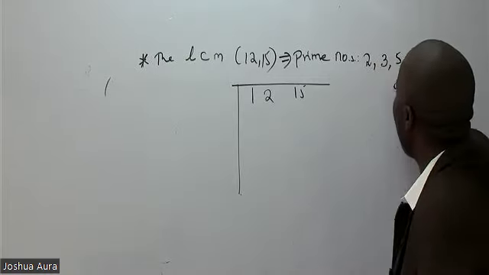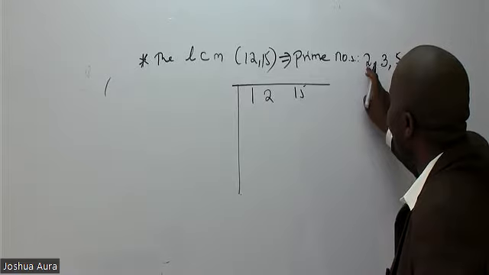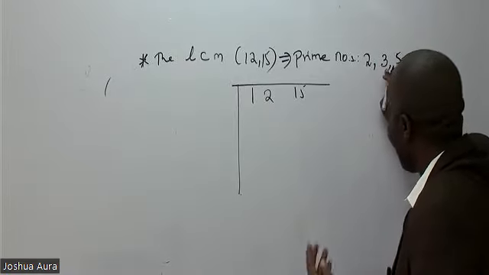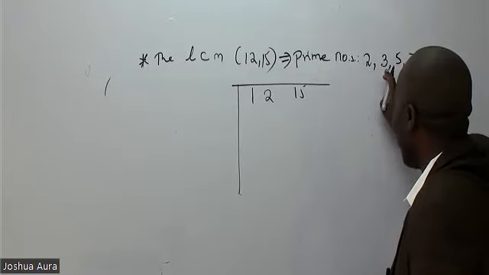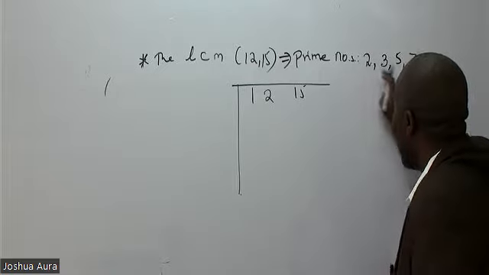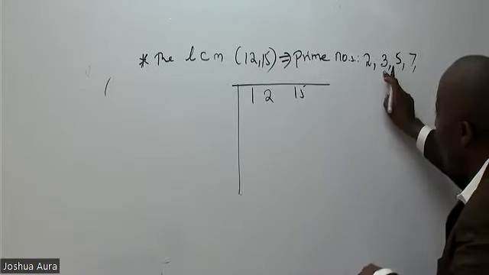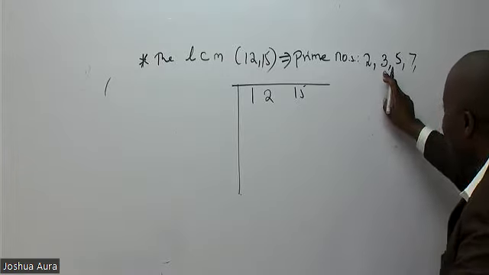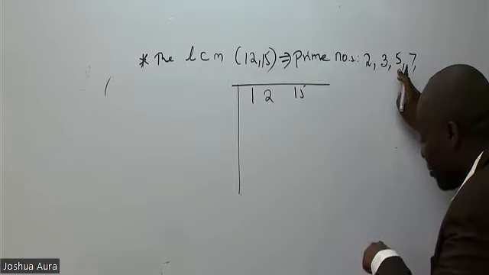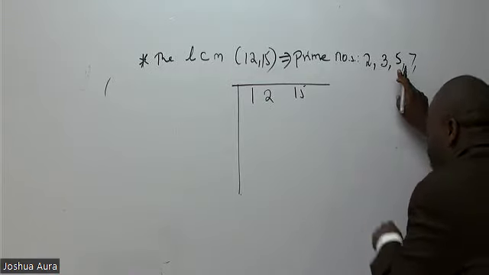For example, if I divide 2 by 2, I'll get 1, a whole number. 3 divided by 3, I'll get 1. 5 divided by 5, I'll get 1. 7 divided by 7, I'll get 1. There is no other number in between. If I try dividing 3 by 2, I'll end up getting a decimal. If I try dividing 5 by 4, I'll get a decimal number, 1 point something.